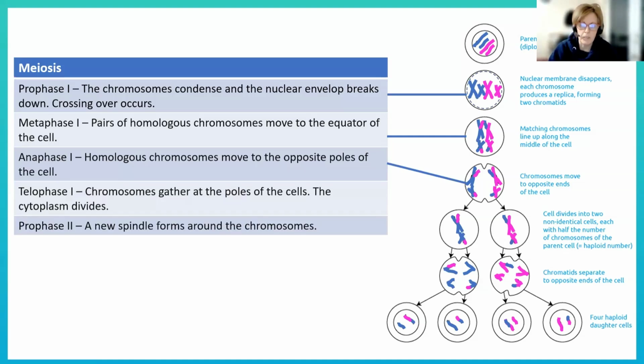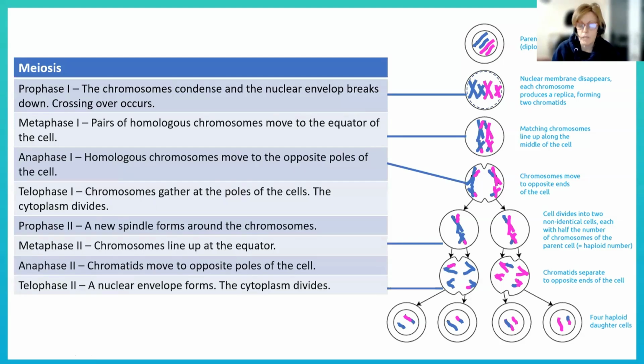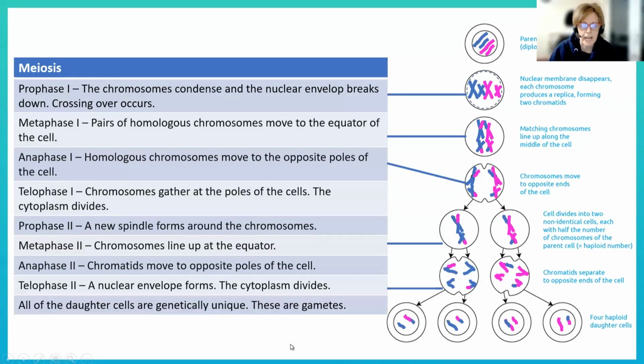Then new spindles form, which help to separate the chromosomes. They line up in the equator again, and the chromatids will move apart. So the X is pulled apart. And we end up with our 4 daughter cells, which are haploid, half the number of DNA compared to the original parent cell. And once the cytoplasm reforms and these cells are full, they're ready to be converted into egg and sperm. They're all genetically unique because of the independent assortment when they are shuffled into different cells, and also because of this crossing over that occurs.